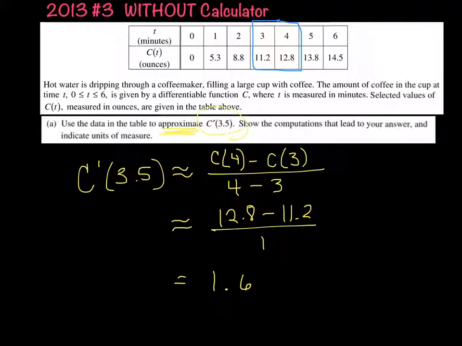Now, you have to be careful that they are asking us to indicate units of measure. So I don't want to miss that and miss that point on the exam. And so my units of measure, well, I'm taking a rate, a slope of the number of ounces over the number of minutes. So I would say ounces per minute. Okay, very good. Let's move on to part B.